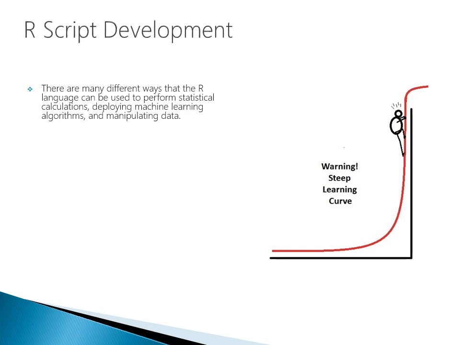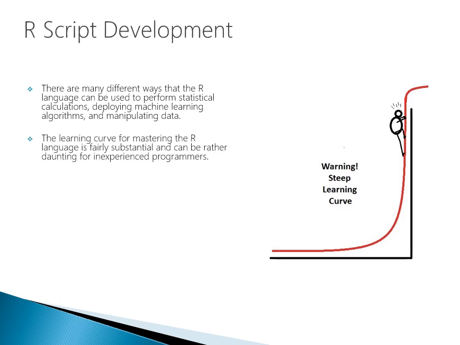There are many different ways that the R language can be used to perform statistical calculations, deploy machine learning algorithms, manipulate data, and scrape information off of the web. The learning curve for mastering the R language is fairly substantial and can be rather daunting for inexperienced programmers. And this is one of the drawbacks of working with R, is you have to really dive in the deep end immediately.